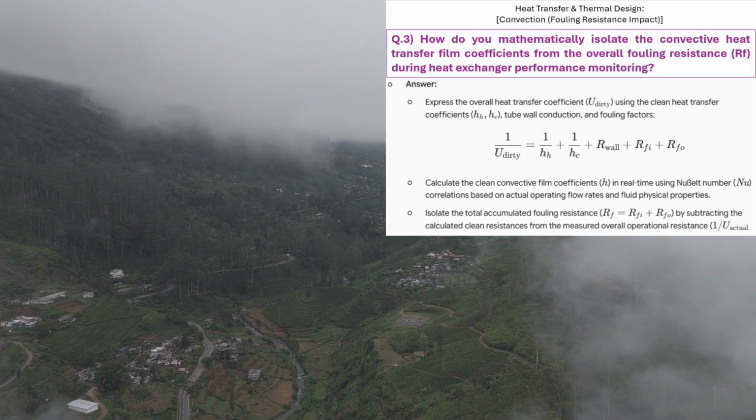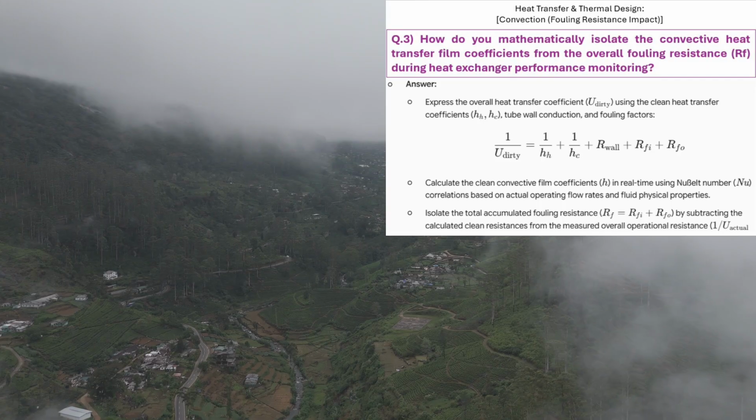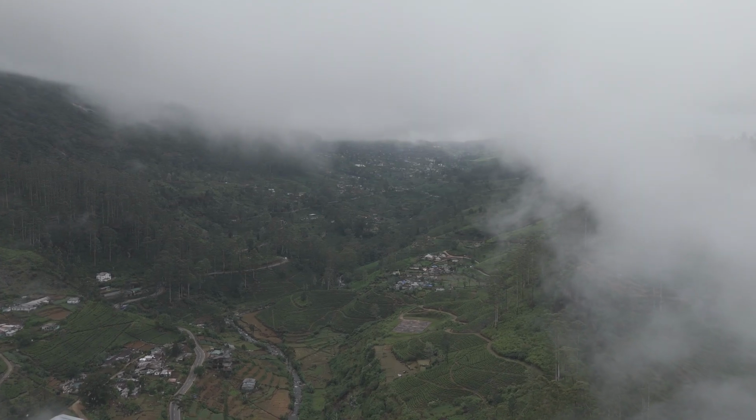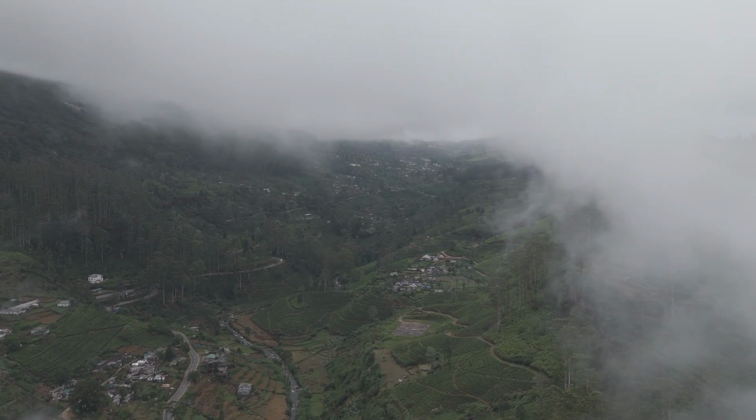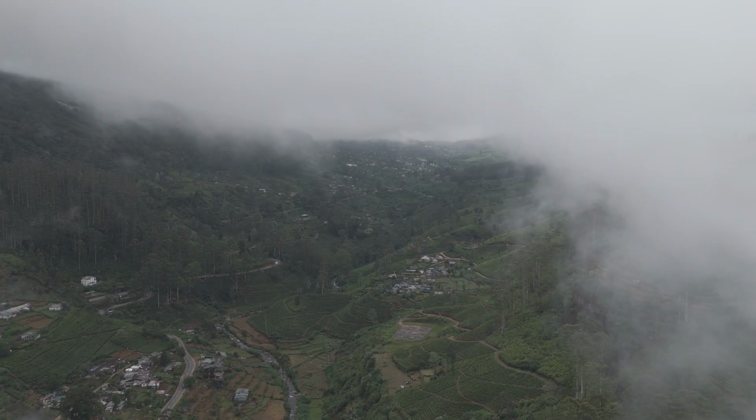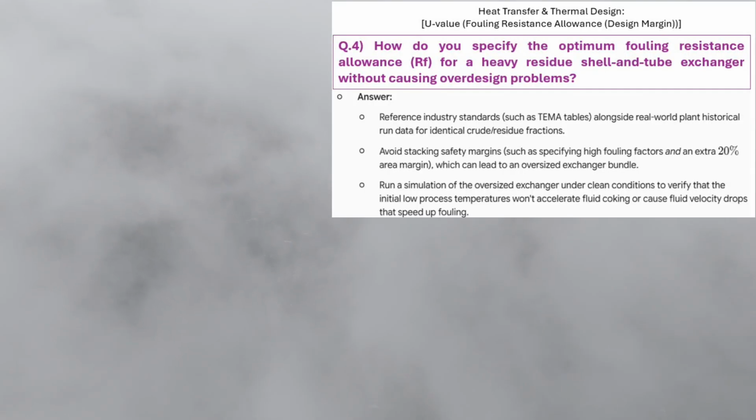That brings us perfectly to the mechanical and hydraulic consequences of conservative engineering. Let us examine design margins. The stacked margins trap. Exactly. I see EPC engineers relying on stacked margin safety factors on top of safety factors to cover up a lack of modeling confidence. It is a massive issue. How do you specify the optimum fouling resistance allowance for a highly viscous residue exchanger without triggering these overdesign problems? Explain your philosophy on overdesign area margins.